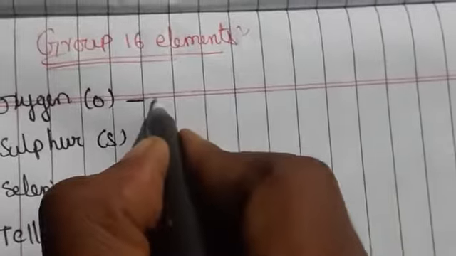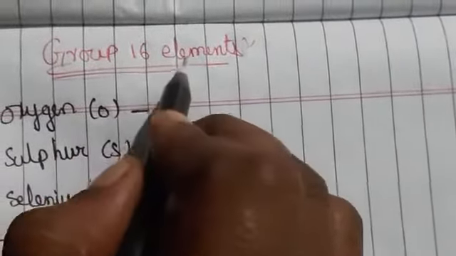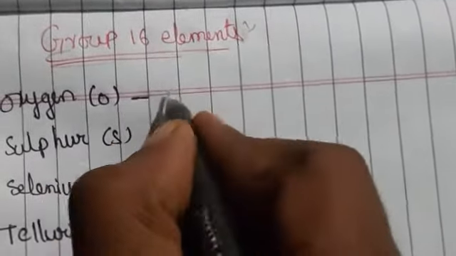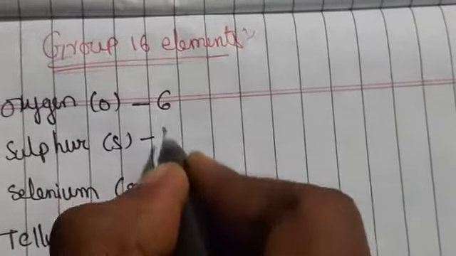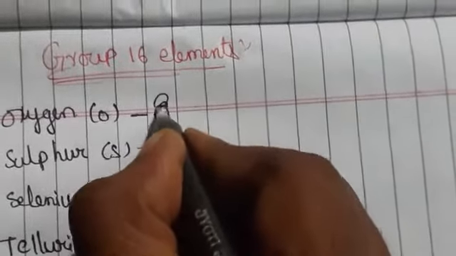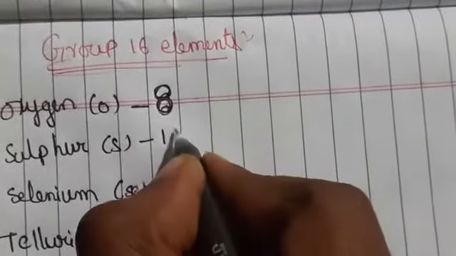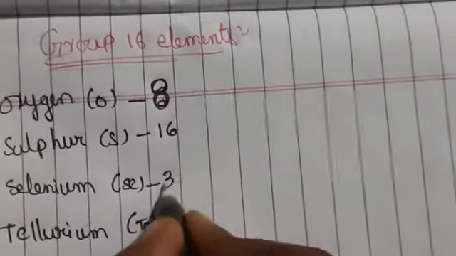So these are the symbols. Coming to atomic numbers, in P block elements, this is group 16 elements. Oxygen atomic number is 8. Sulfur atomic number is 16. Selenium atomic number is 34. Tellurium atomic number is 52. And polonium atomic number is 84.